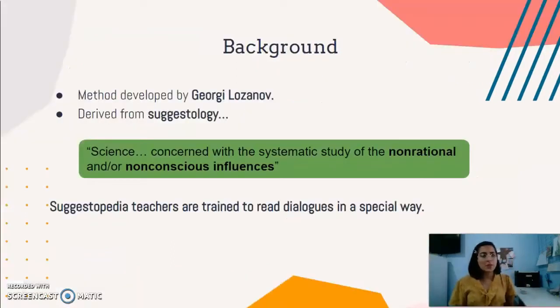Suggestopedia is a method developed by Georgi Lozanov. It is derived from suggestology, which is a science concerned with the study of the non-rational and/or non-conscious influences. So Suggestopedia focuses on altering these non-conscious influences to optimize learning. Suggestopedia teachers are trained to read dialogues in a special way.